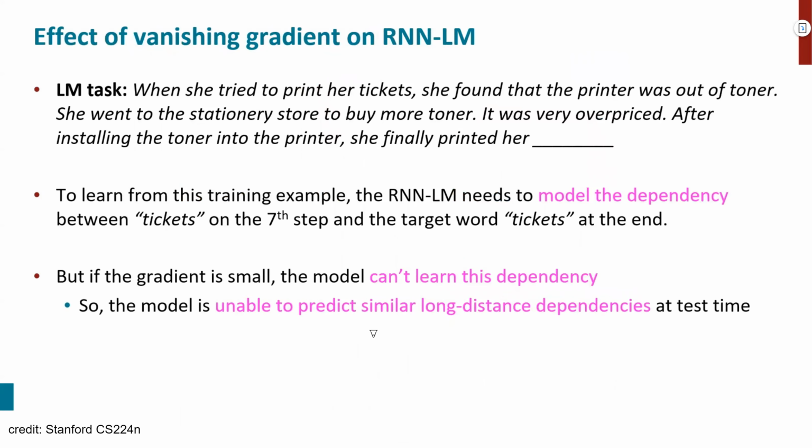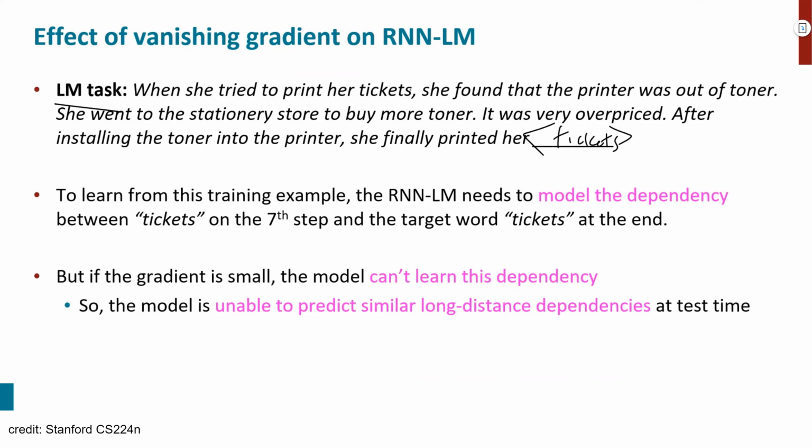For example, let's have a look at this one. This is one of the LM tasks. This one wants to predict the next word here. Let's have a look at this example. When she tried to print her tickets, she found that the printer was out of toner. She went to the stationery store to buy more toner. It was very overpriced. After installing the toner into the printer, she finally put in her, what is the answer? We all know that tickets should come here.